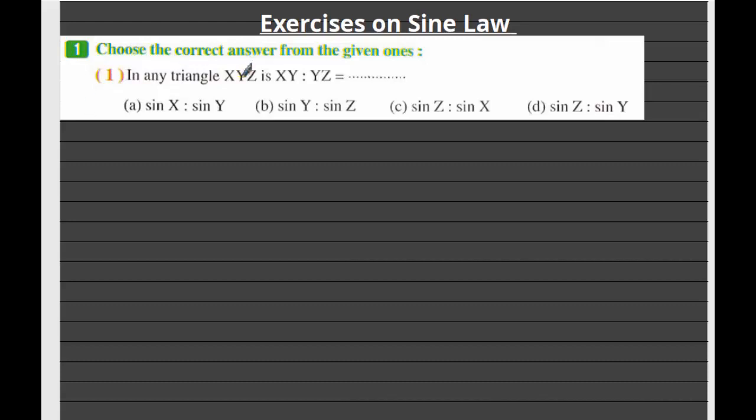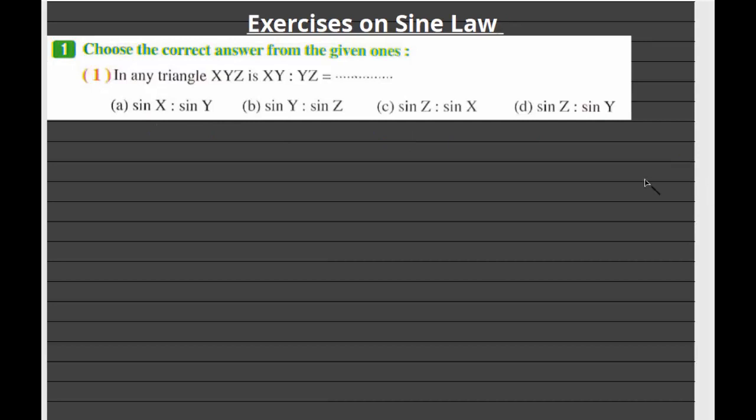Choose the correct answer from the given ones. Question number 1. In any triangle XYZ, is XY to YZ equals sin X to sin Y, sin Y to sin Z, sin Z to sin X, or sin Z to sin Y?